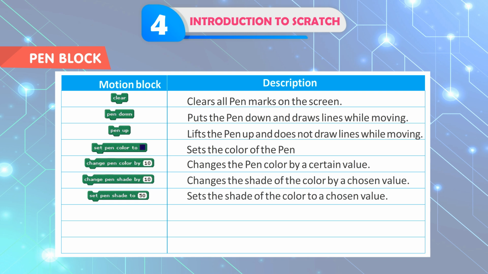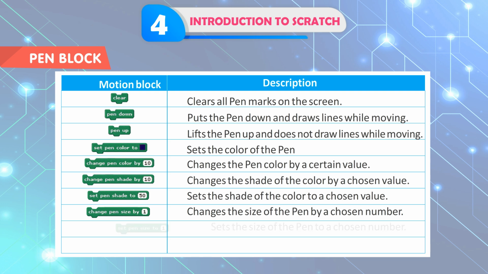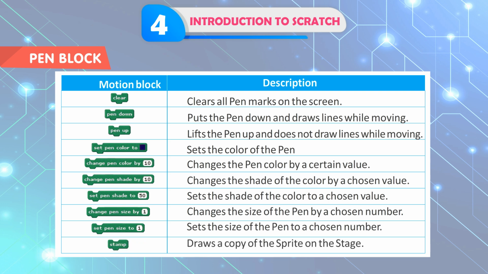Set pen shade to 50, sets the shade of the color to a chosen value. Change pen size by 1, changes the size of the pen by a chosen number. Set pen size to 1, sets the size of the pen to a chosen number. Stamp draws a copy of the sprite on the stage.